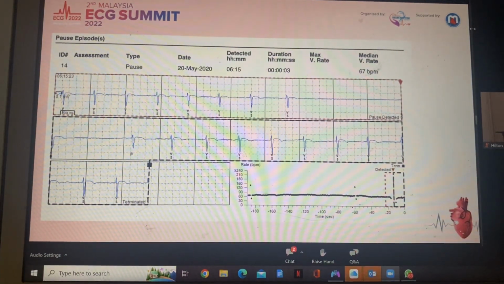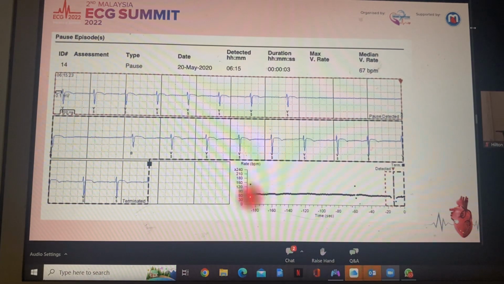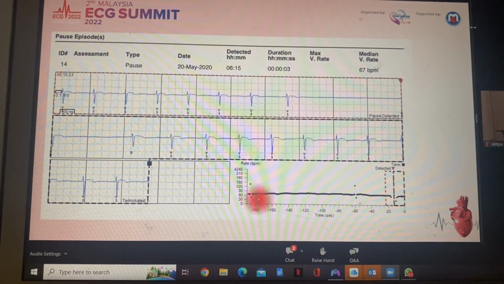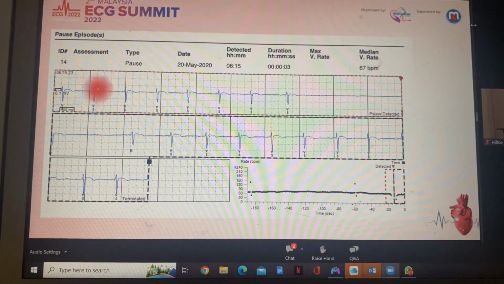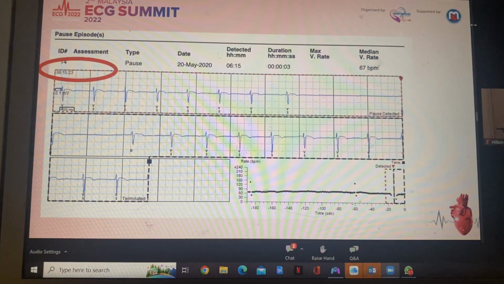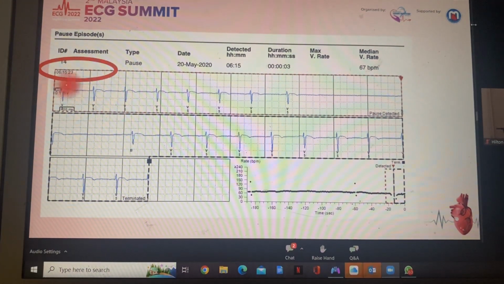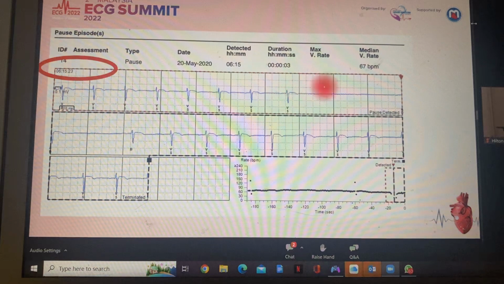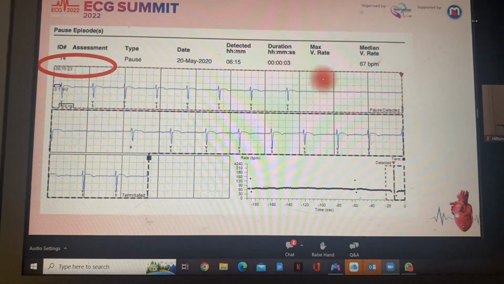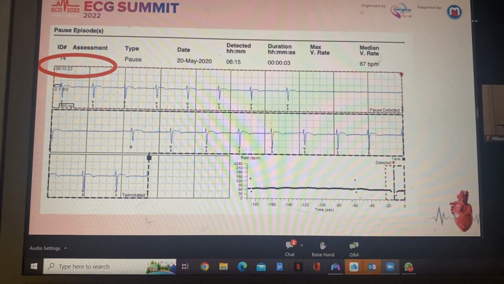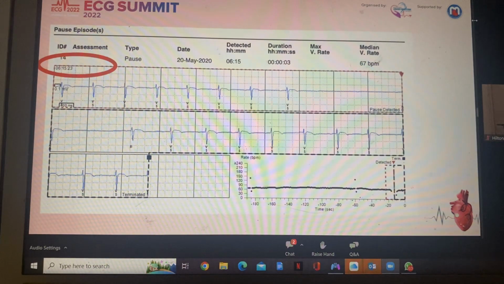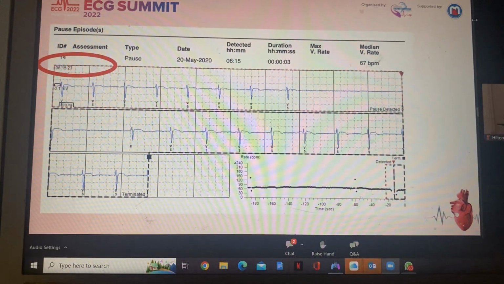Here we can see that the average heart rate for this patient is roughly around 60 beats per minute. Towards the end of the Holter monitoring, we can see the presence of a sinus pause at 6:15 in the morning. The duration of the sinus pause is about 3 seconds. When we asked this patient what really happened at 6 a.m., basically the patient was sleeping during that time. So it is an asymptomatic sinus pause with a structurally normal heart.